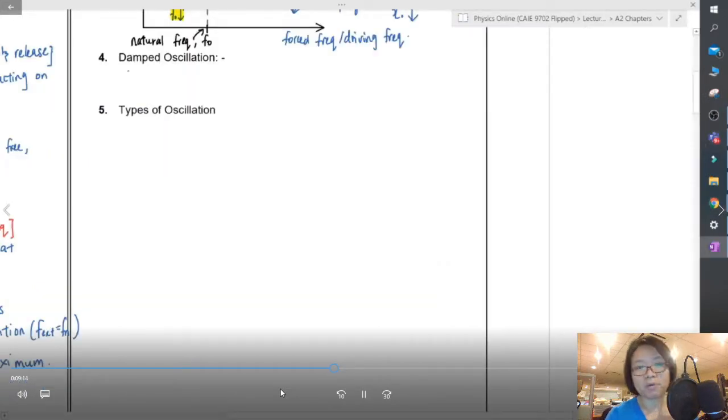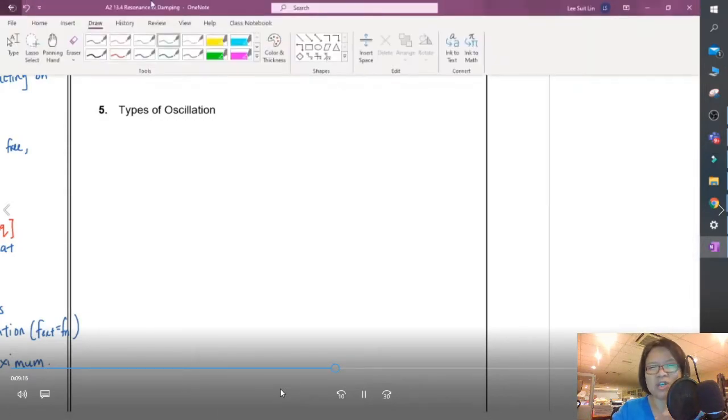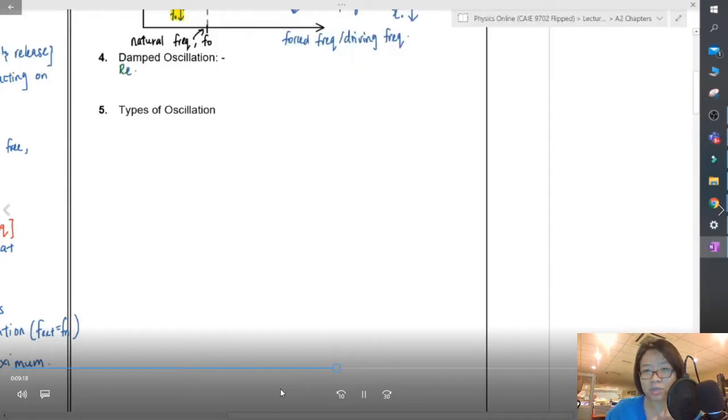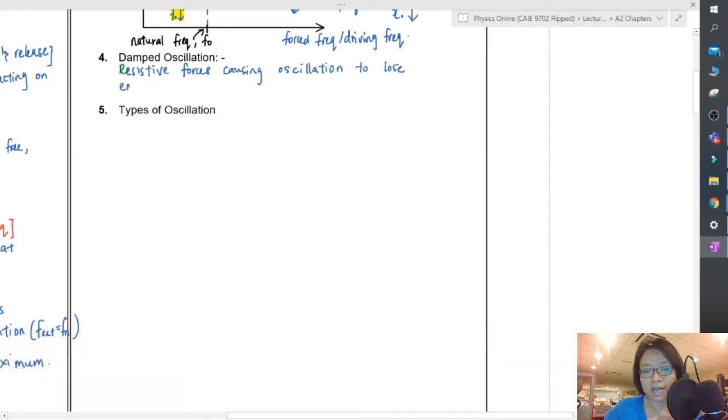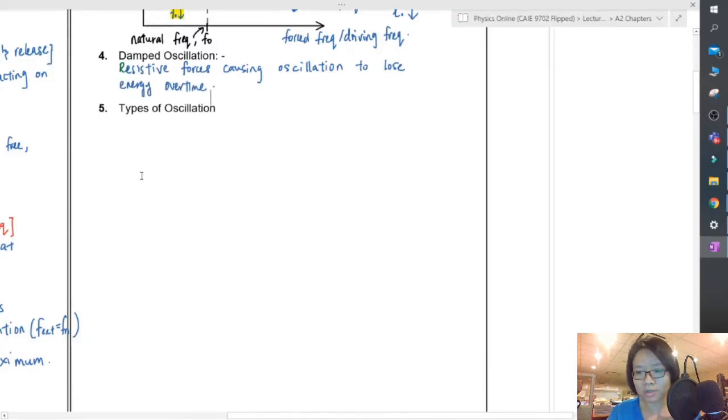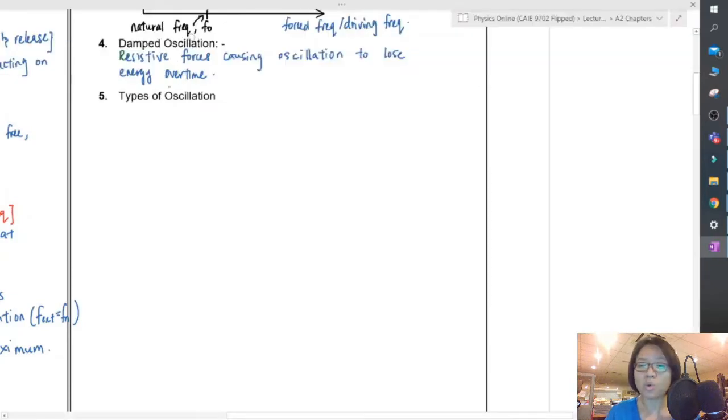So we will define damped oscillation now. Damp means very wet. The reason why we want to think about damping the oscillation, I will explain later. But we define damped oscillation as resistive forces causing the oscillation to lose energy over time. And sometimes we do want the oscillation to lose energy. You know why or not?